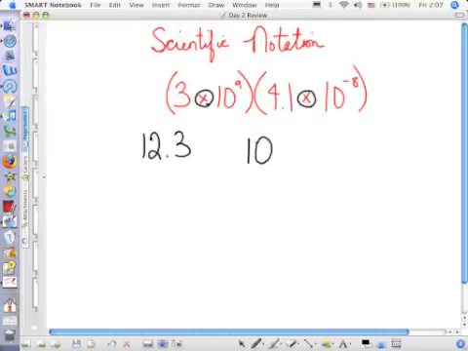So 9 minus 8 is 1. These are still multiplied together. But if you recall, when we dealt with scientific notation, we had to make sure that the decimal point was where it should be. And is it? No. Where should it be? In front of the 2.